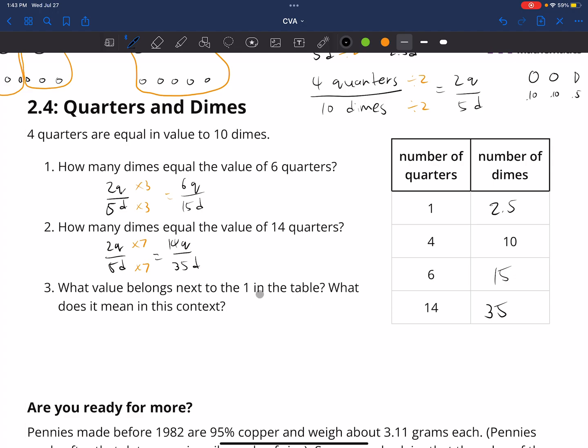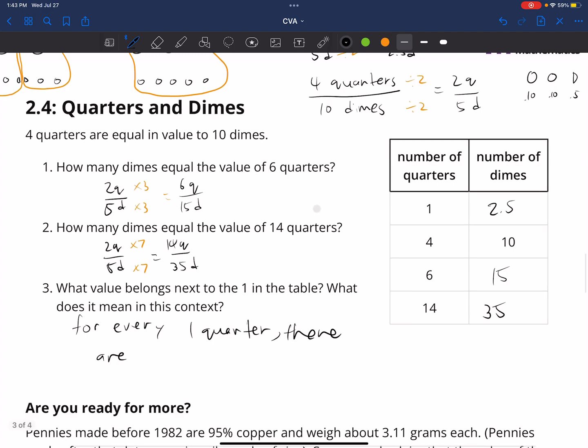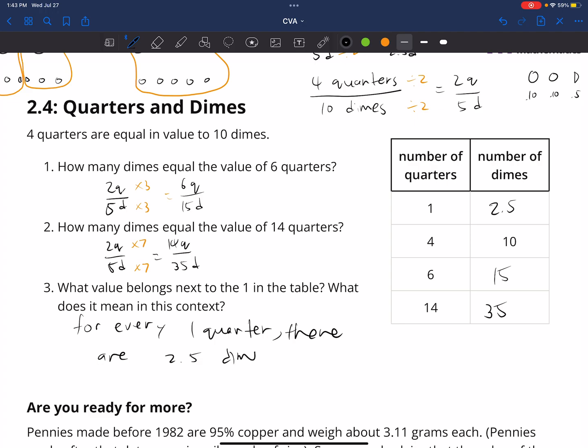Now, what does this 1 mean, right? In the table, what does this 1 mean in this context? Well, it actually means that for every 1/4, there are 2.5 dimes, right? So this means for every 1/4, there are 2.5 dimes, right? So that's what that means. Or 1/4 equals 2.5 dimes.